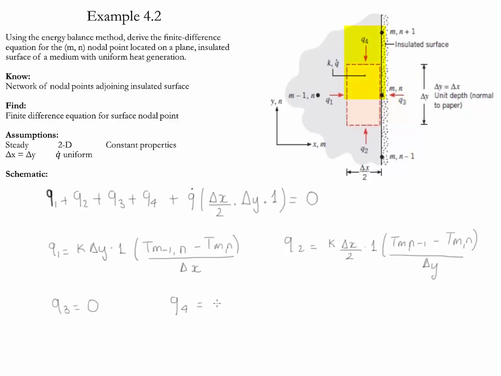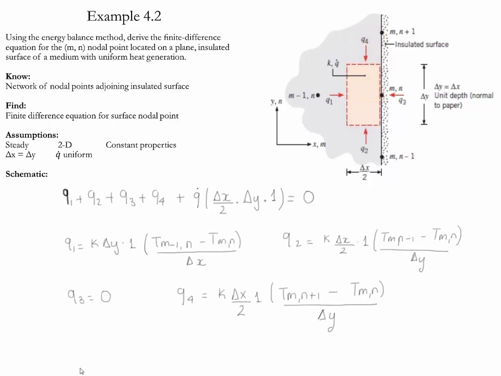And then we do Q4, which is k, delta x over 2, which is the area that it goes across, times 1. It goes from node T m n plus 1 until node T m n. And once again, the distance from one node to the next is delta y. If we take all these quantities and substitute them into the first equation and do a little bit of simplification, we should be able to get to the following equation.